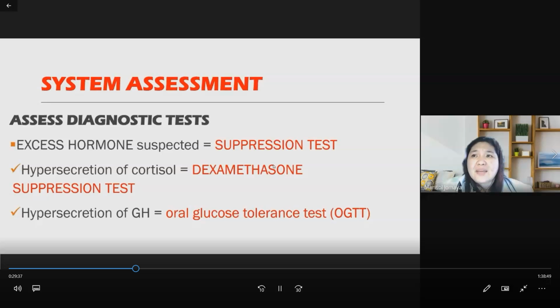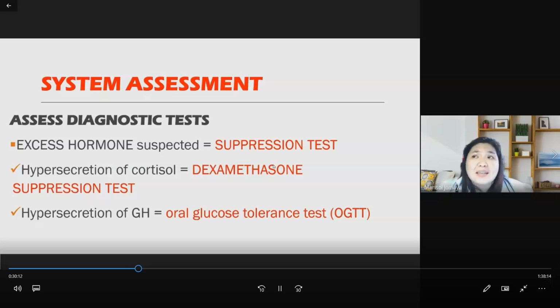This is just like a blood test wherein it would like to find out if there is a large amount of your cortisol in your system. In like manner, you also have your hypersecretion of your growth hormone. Kung masyadong madami ang growth hormone natin, you have this one specific test that can be done to your patient, and this is via your oral glucose tolerance test.